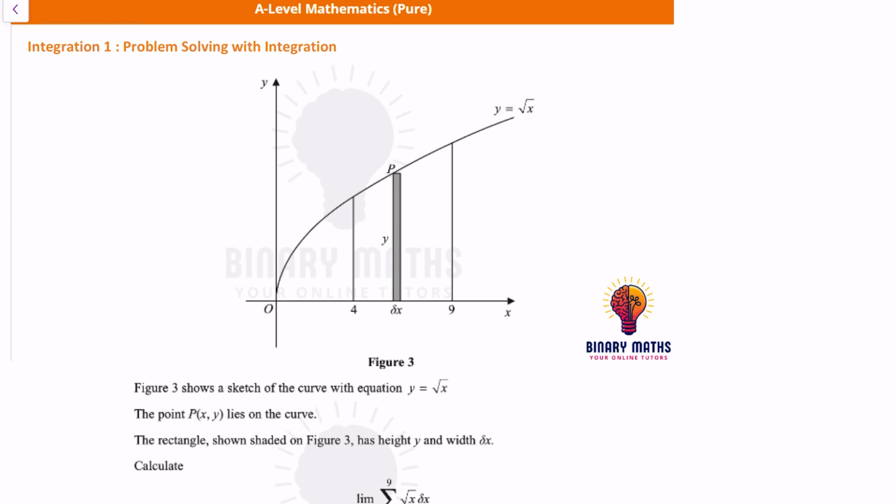This video is about problem solving with integrations. So let's go through a few examples and try to apply all the knowledge from integration.